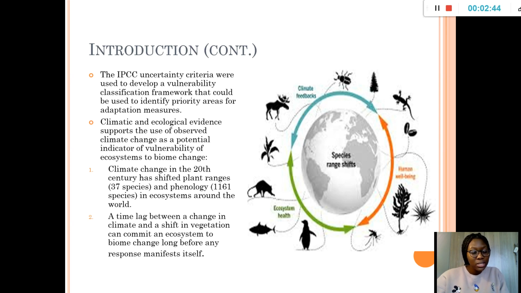Climatic and ecological evidence supports the use of observed climate as a potential indicator of vulnerability of ecosystems to biome change. Some of the evidence shows that comprehensive meta-analysis of published ecological research demonstrates that climate change in the 20th century has shifted plant ranges and phenology in ecosystems around the world. Because vegetation often responds slowly to changes in environmental conditions, a time lag between a change in climate and a shift in vegetation can commit an ecosystem to biome change long before any response manifests itself. With that said, future vulnerability is partially a function of past climate change.